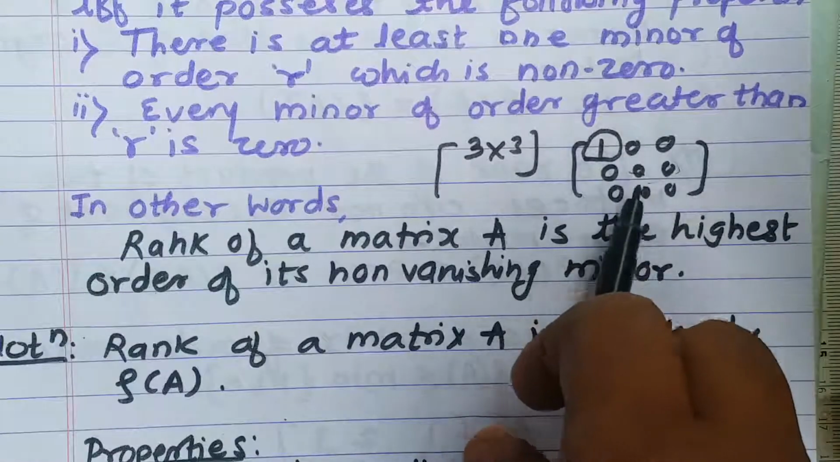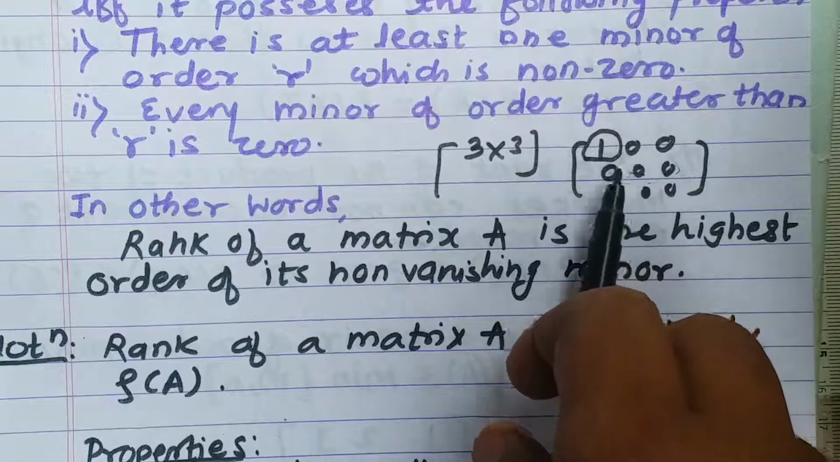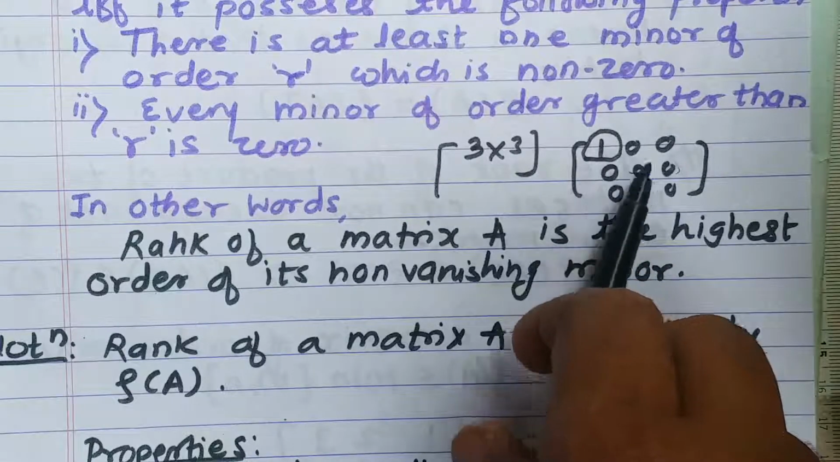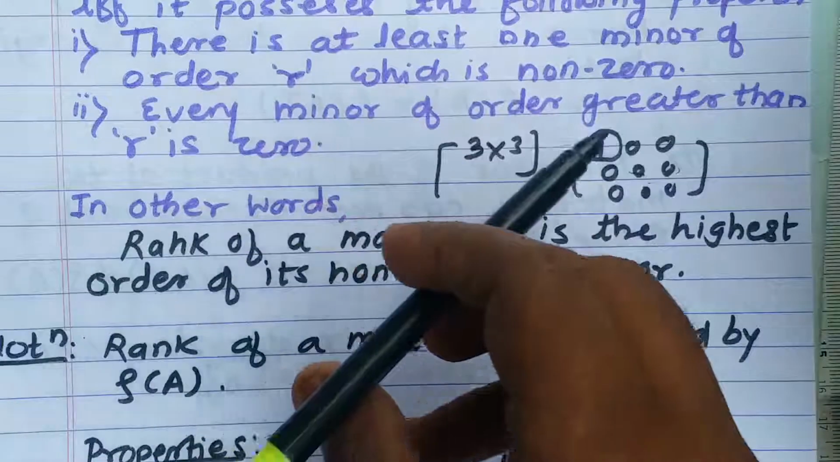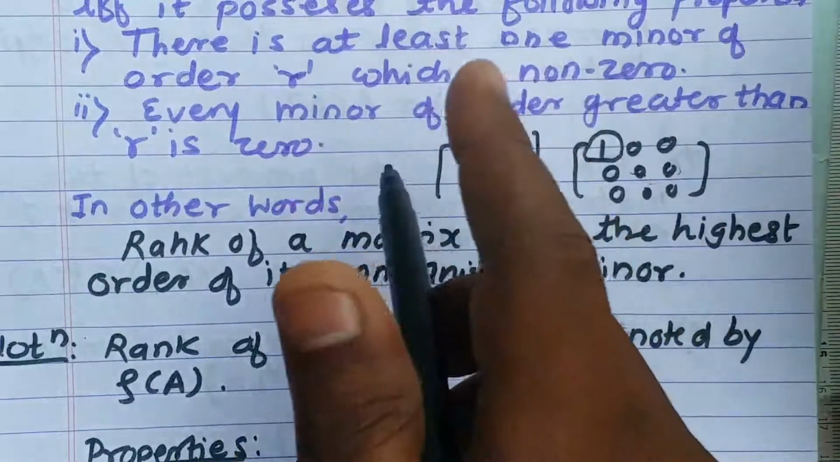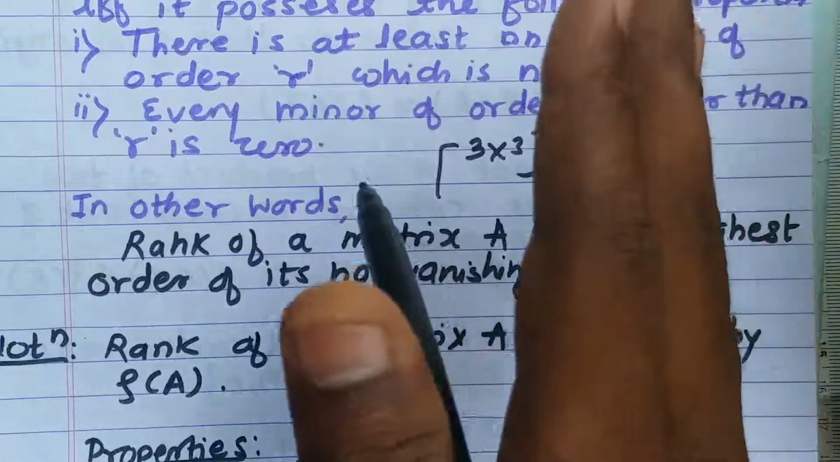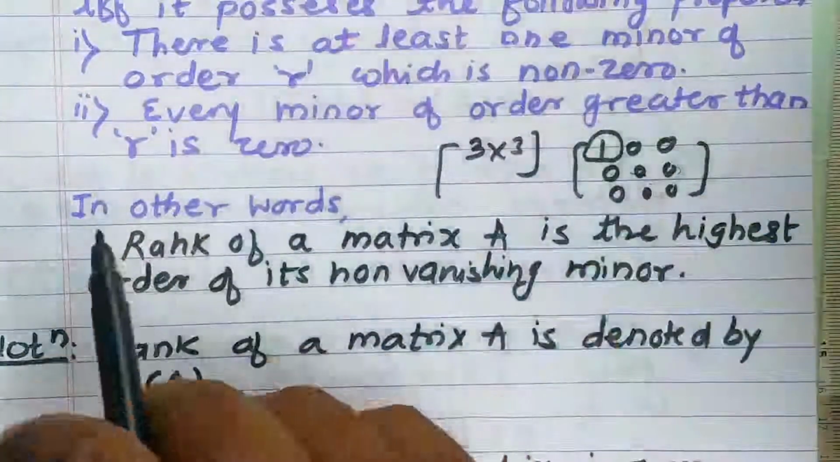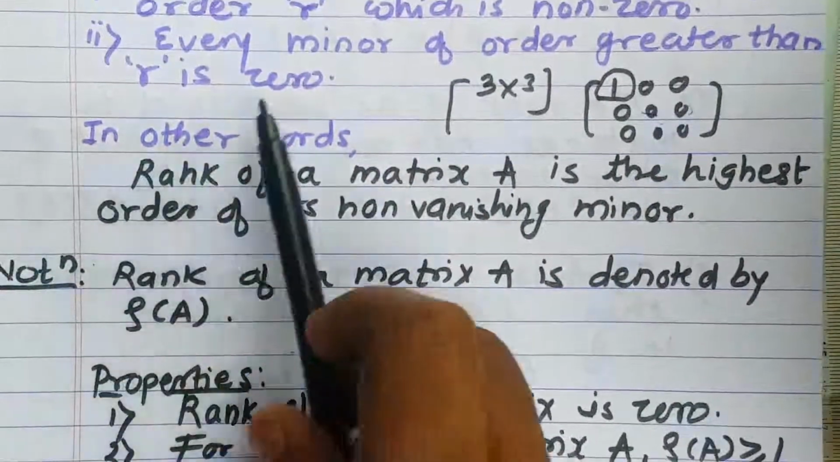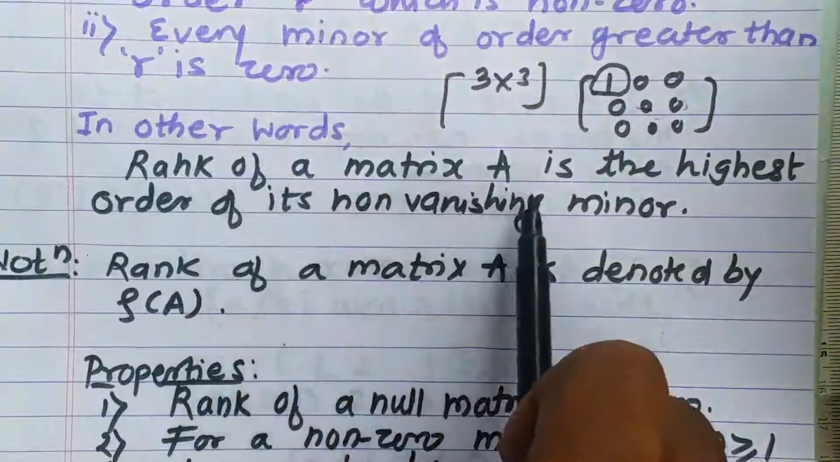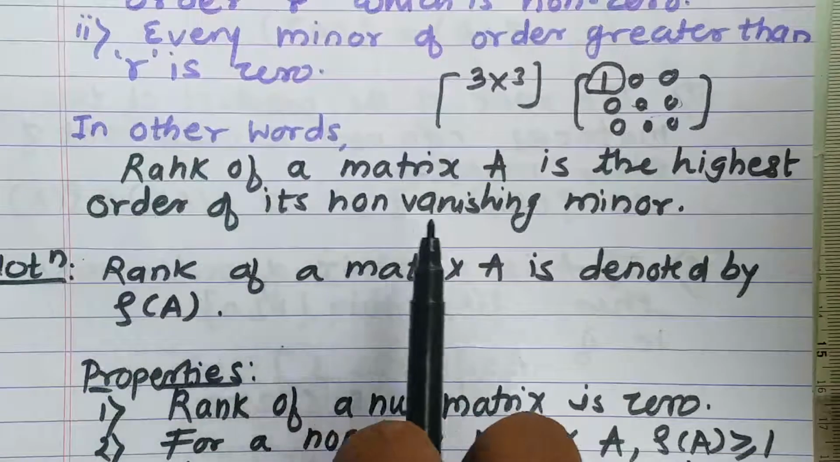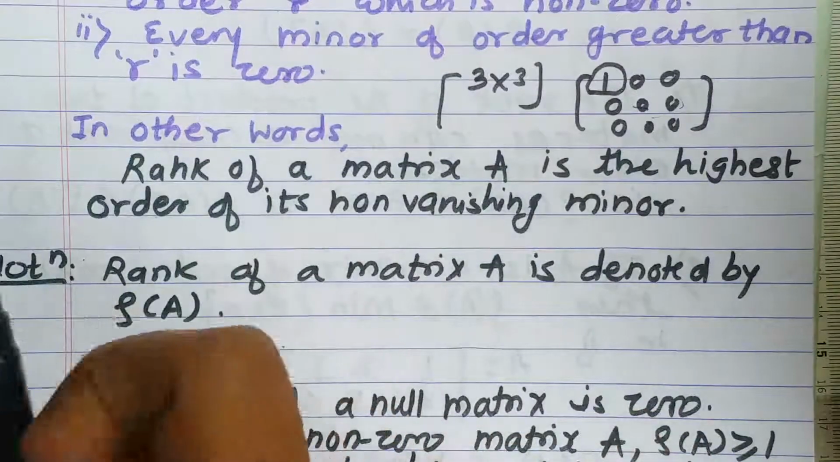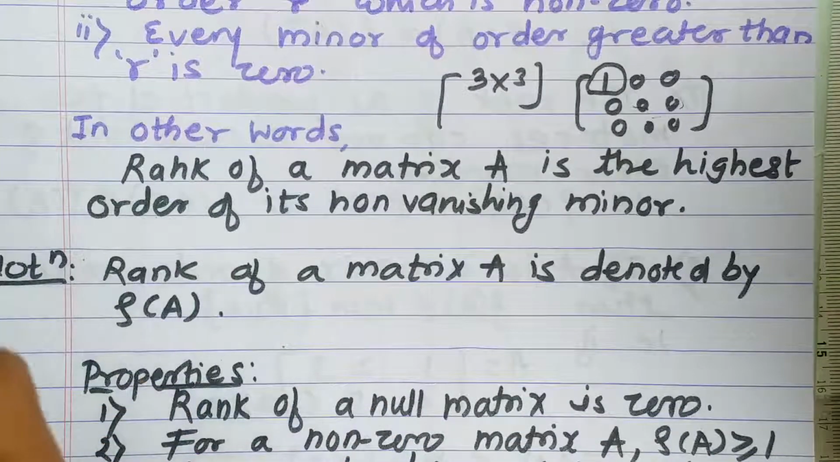And if you calculate the determinant, that is the minor of order 3 of this matrix, that will also be equal to 0. Because of this, there exists a minor of order 1 which is non-zero, and all the higher order minors greater than 1 are 0. Hence the rank of this matrix will be 1. In other words, we can define this in this way also: the rank of a matrix A is the highest order of its non-vanishing minor. Whatever the highest order non-vanishing minor is for that matrix, the order of that minor will be called the rank of the matrix.